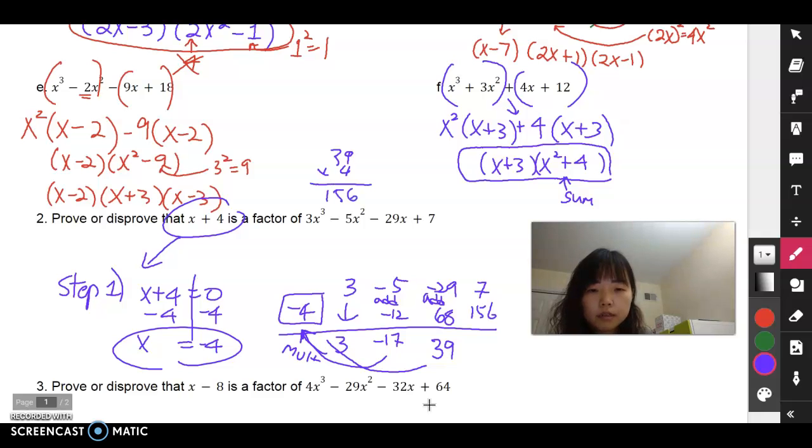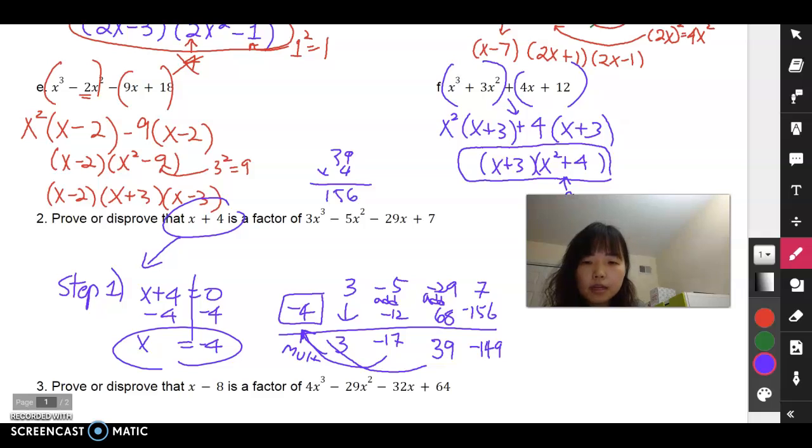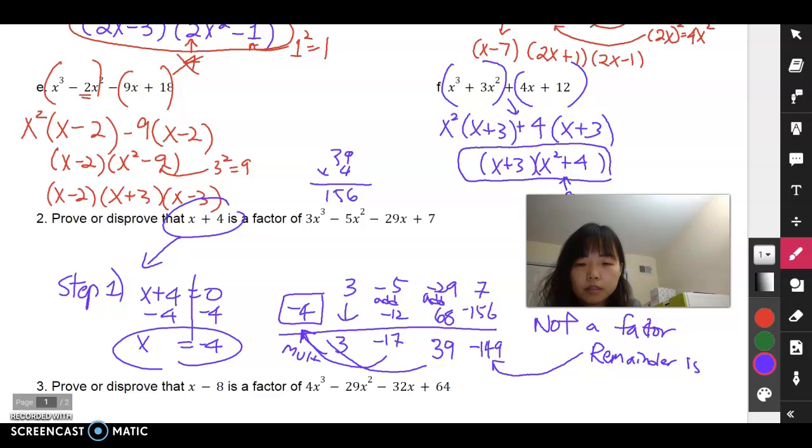156, but it's negative. So when I add, I'm going to get -149. So prove or disprove: not a factor, because the remainder is not 0, right? Remainder is not 0. Done.